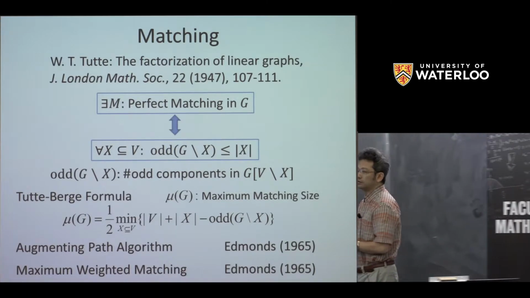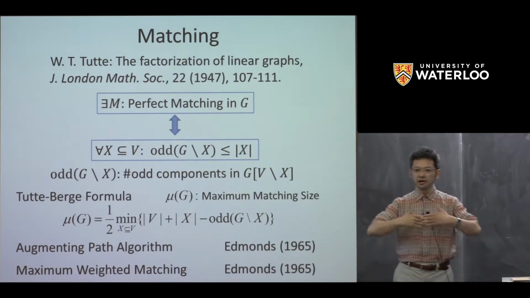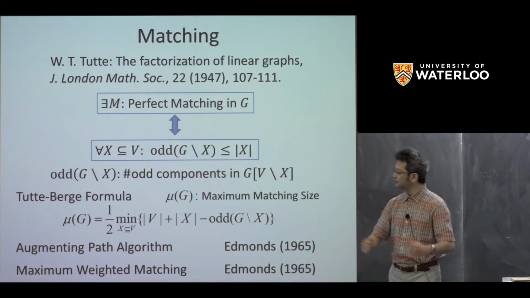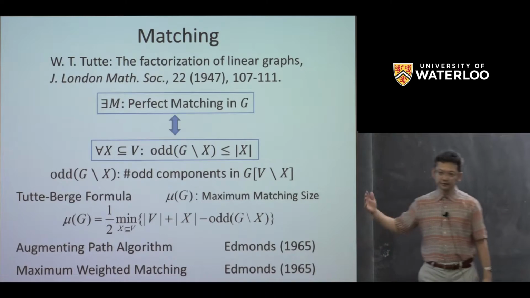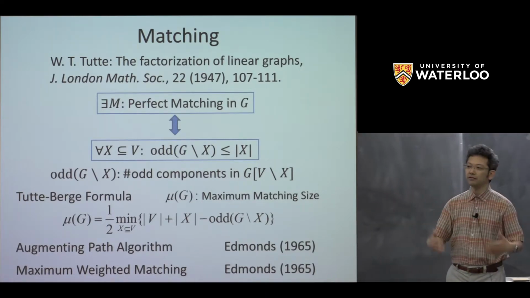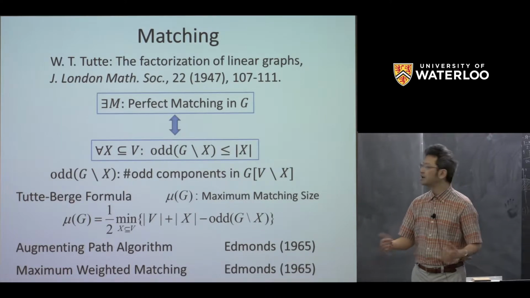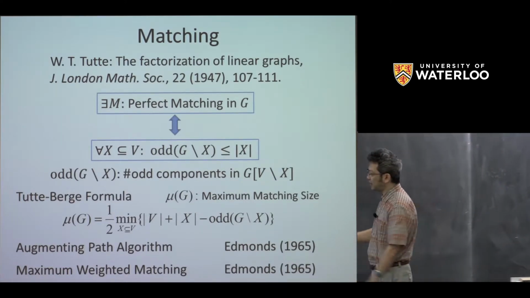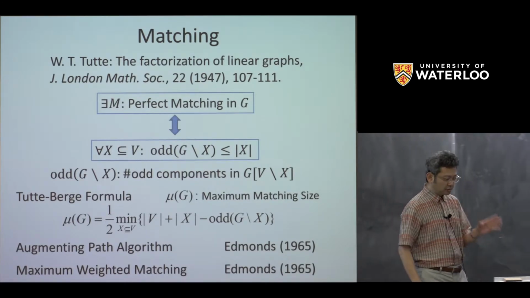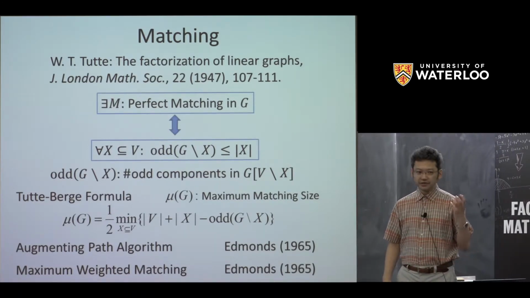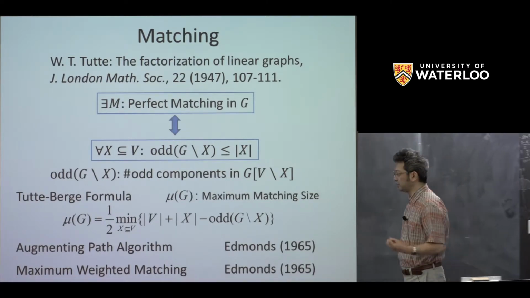this was extended to a characterization of the maximum size of the matching, which is now called the Tutte-Belge formula. And once this formula was done, the question is, how can we find the maximum matching efficiently? That was done by Jack Edmonds, who developed the augmenting path algorithm using this blossom technique. So blossom is a very key concept in his algorithm.